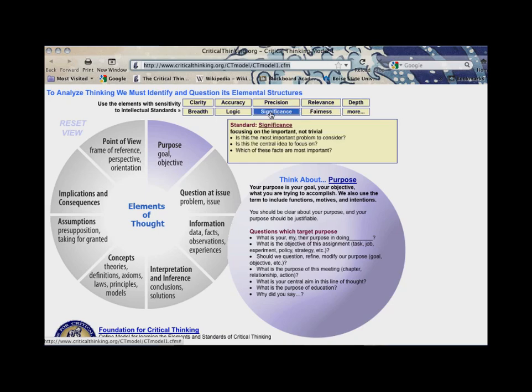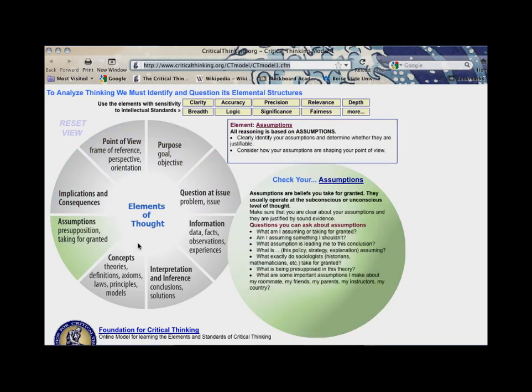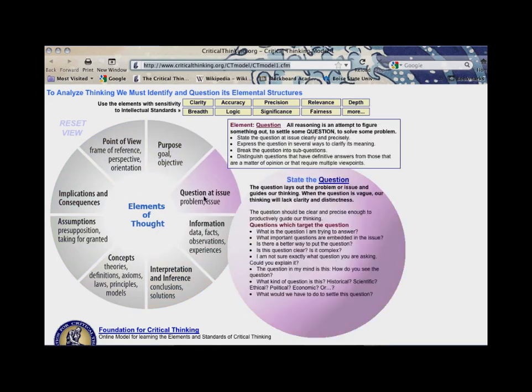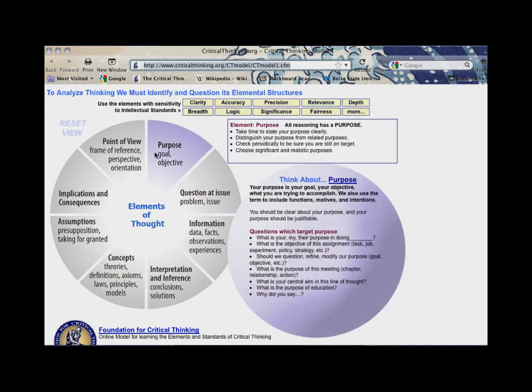Okay, so there's the universal standards across the top, but I really want to look at how we use this big pie chart here with the elements of thought. Notice that I think the best way to do this is probably to think of using 2 or 3 at one time.